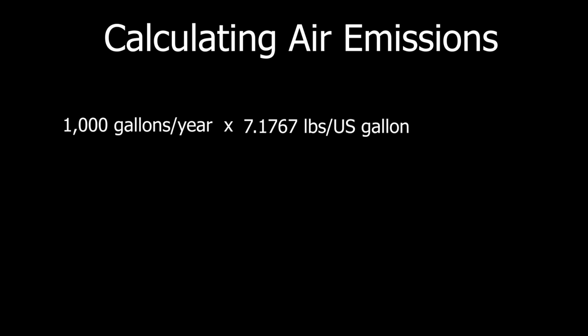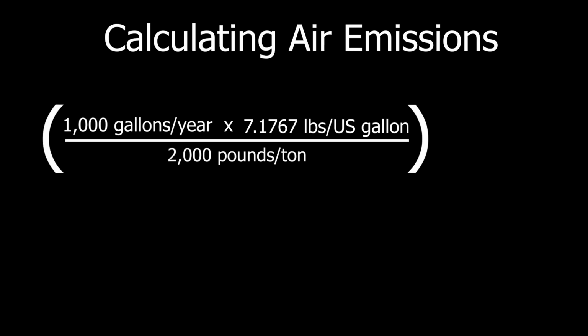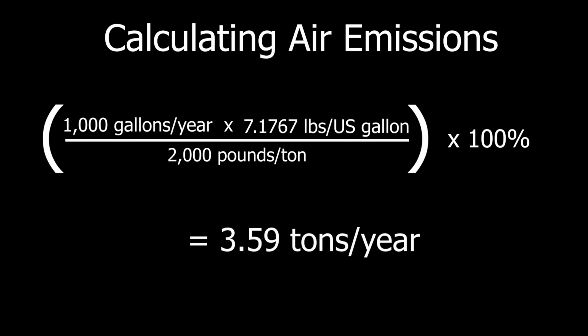Next, multiply the material usage, 1,000 gallons in this example, by the material density, which we calculated earlier, at 7.1767 pounds per US gallon. Convert it to tons by dividing by 2,000, then multiply by the percentage we found in Section 3 to get the total VOC emissions of 3.59 tons per year. A similar formula would be used when calculating HAP emissions.